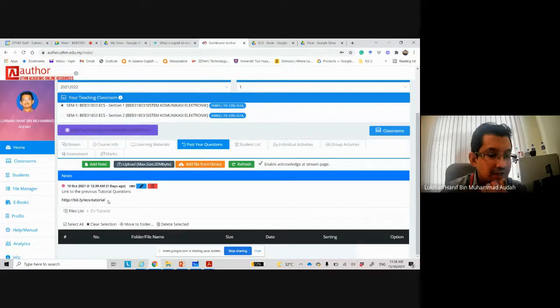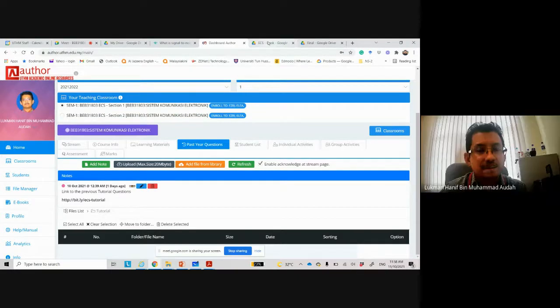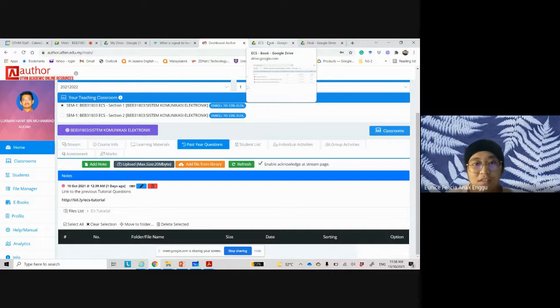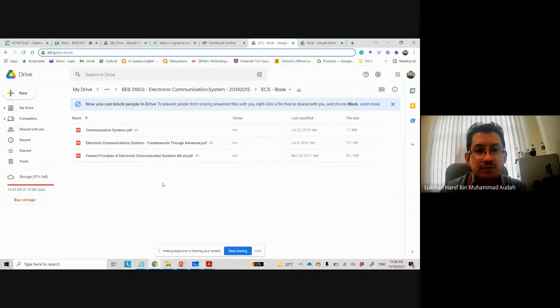Tapi nampak dia linknya. Restricted. Ada doktor bagi dekat description WhatsApp. Kami dah cuba buka, saya dan kawan saya, tapi restricted. Oh, restricted. Ya. Okay, nanti saya akan check kenapa restricted.